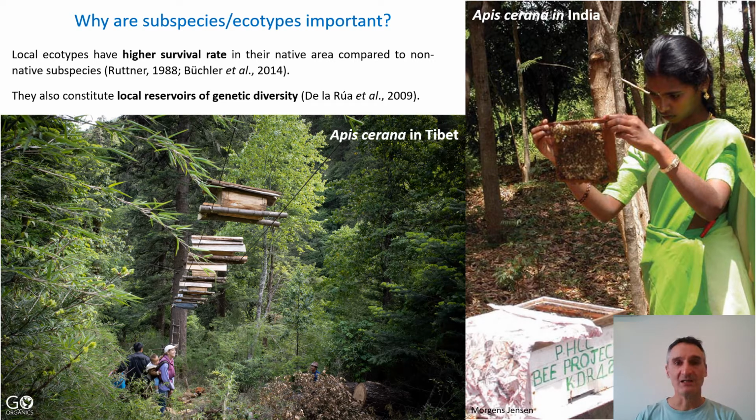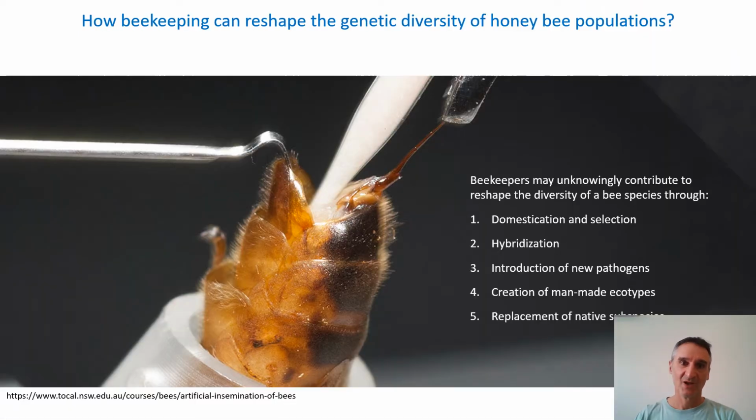First, as they are best adapted to their respective environment, ecotypes have a higher survival rate in their native area when compared to non-native subspecies. Also, they constitute local reservoirs of genetic diversity, which might become critical for future conservation of Apis cerana. Unfortunately, some beekeeping practices, usually associated with beekeeping intensification, may contribute to reshape the diversity of these subpopulations.